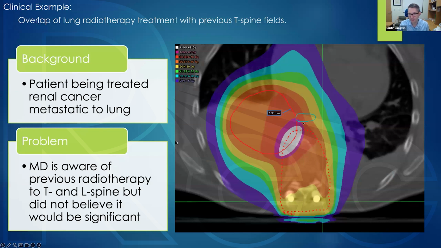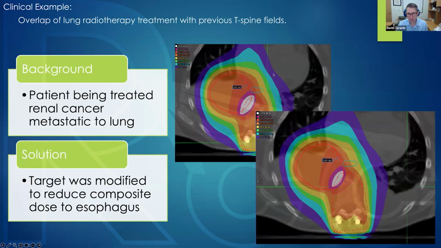In a composite, you can see here that it overlapped in such a way that there's about 60 gray going to the esophagus in composite when converted to EQD2. And the physician found this concerning. He didn't want 60 gray going to the esophagus in composite. So we replanned the case. We pulled that 60 gray out of the esophagus. But this is a good example of why it's really important to screen for previous radiation in palliative radiotherapy.